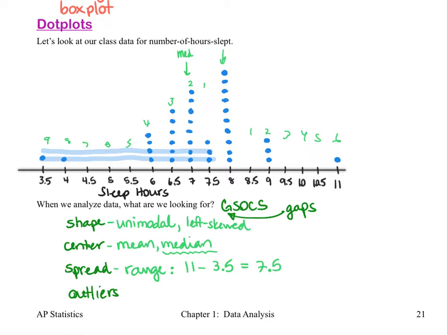And then in terms of outliers, we have two numbers at the low end, 3.5 and 4, and one number at the high end, or 11. You know, we don't know if those are outliers or not, but they definitely seem to be a departure from the overall pattern because our data is mostly clustered between 6 and 9 hours. We will learn more about finding outliers in a little bit.